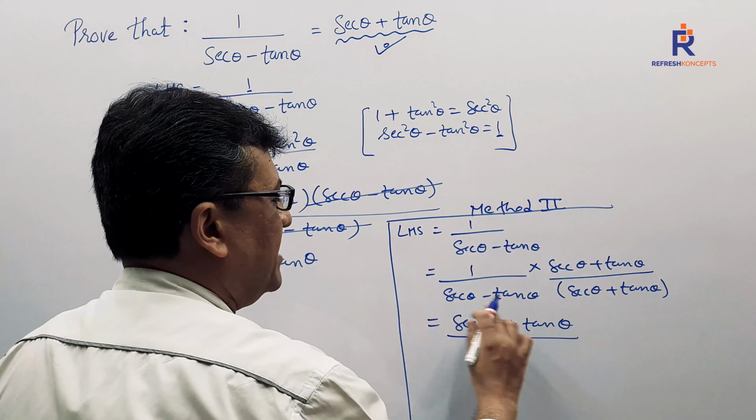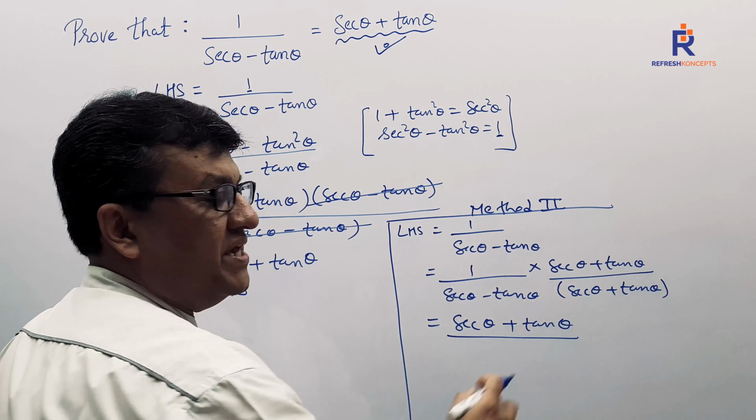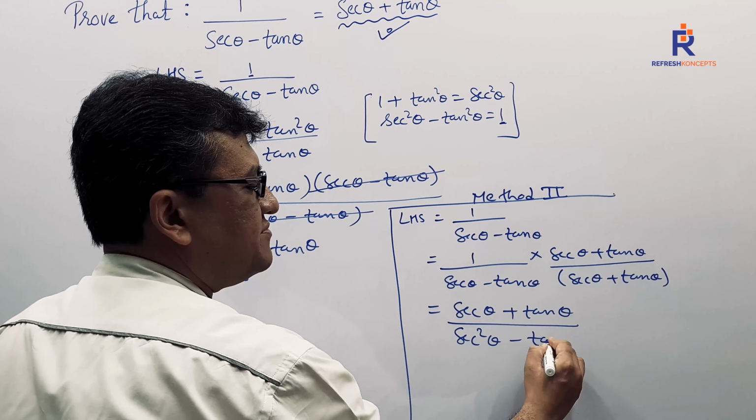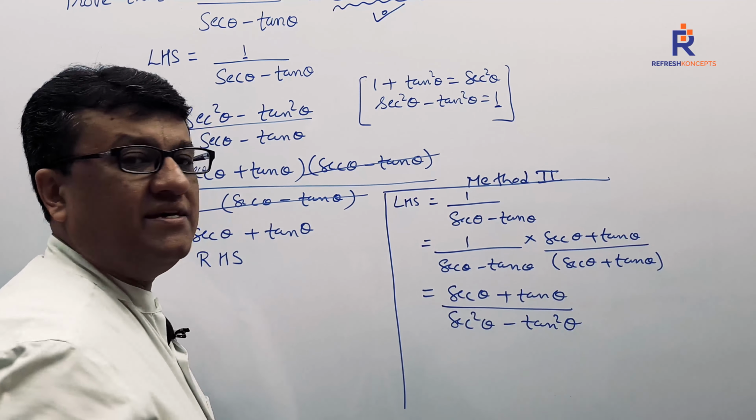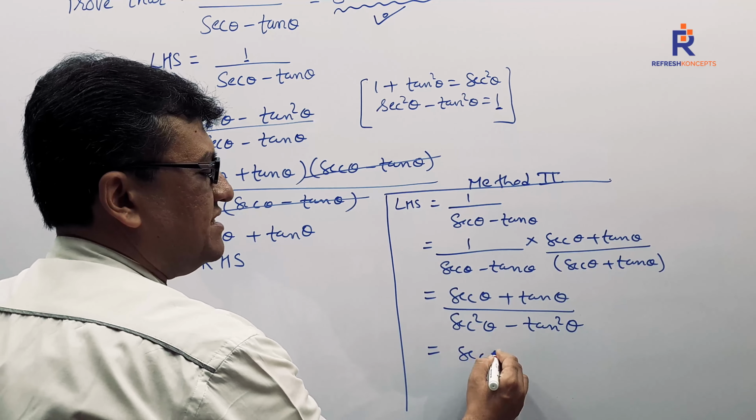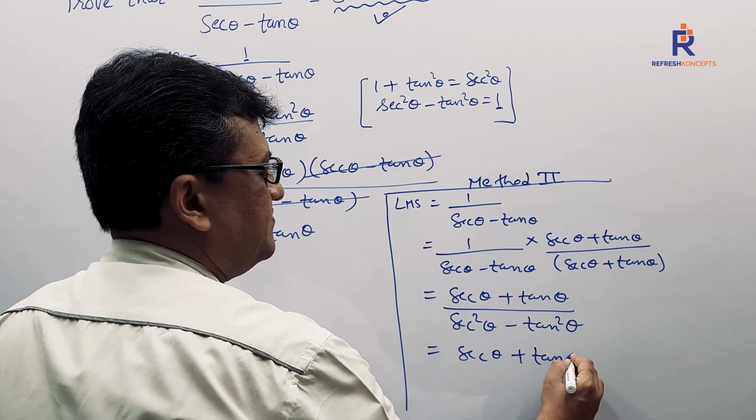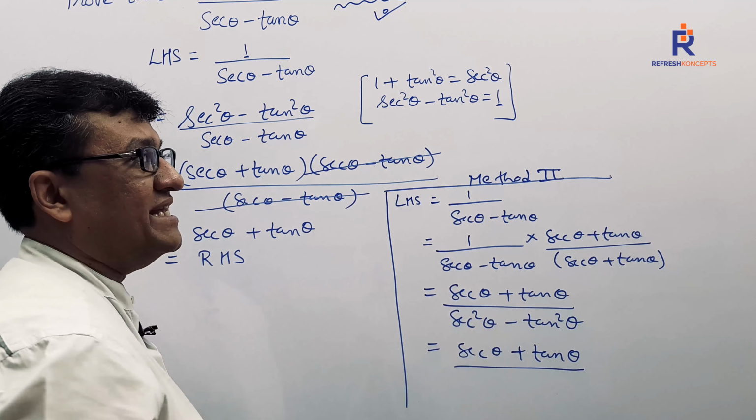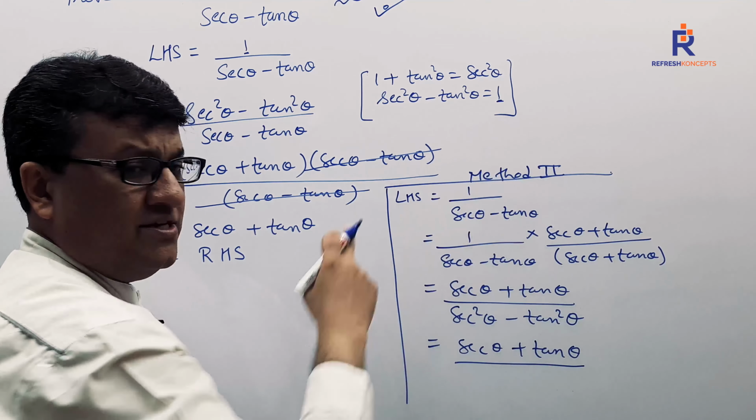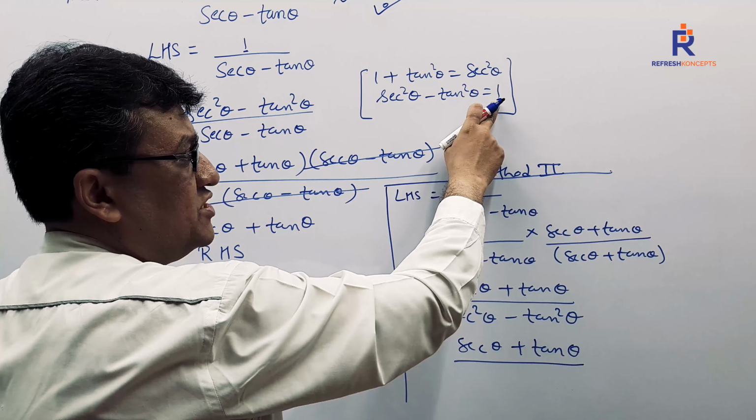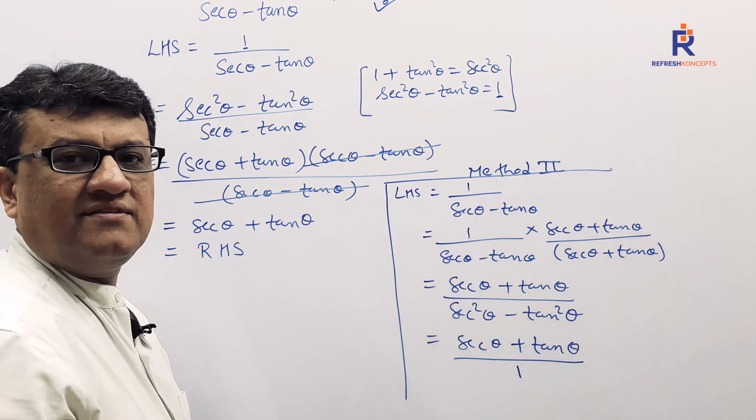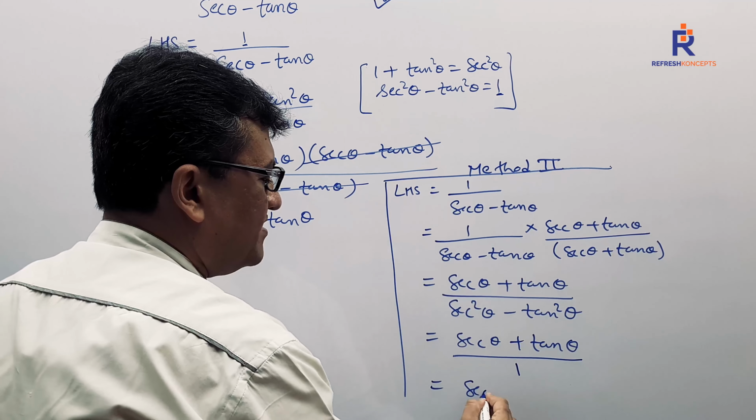In the denominator, we have a minus b times a plus b. The answer is a square minus b square, that is sec square theta minus tan square theta. So we have sec theta plus tan theta upon sec square theta minus tan square theta. Children, sec square theta minus tan square theta, the answer is 1. Sec square minus tan square, the answer is 1. We are done. We are done with our sum.